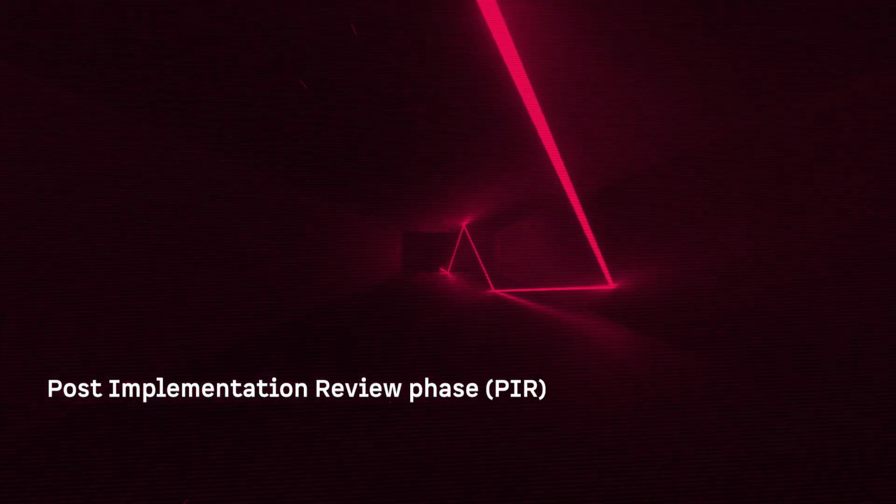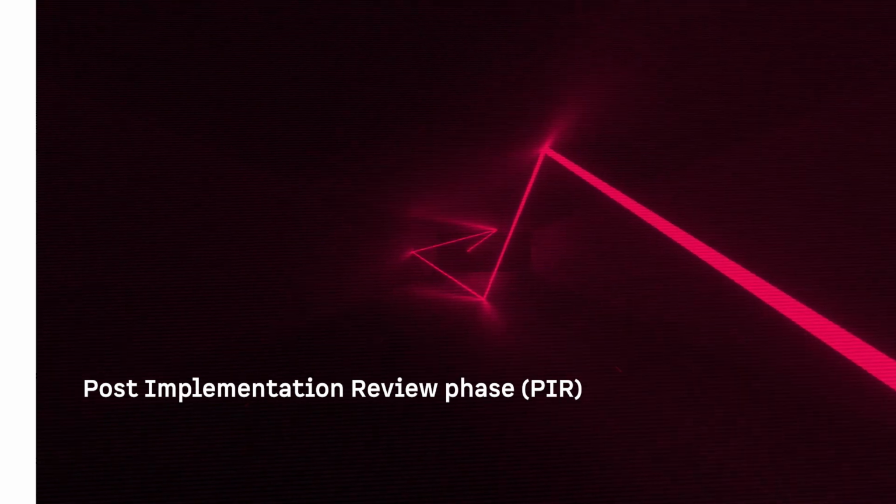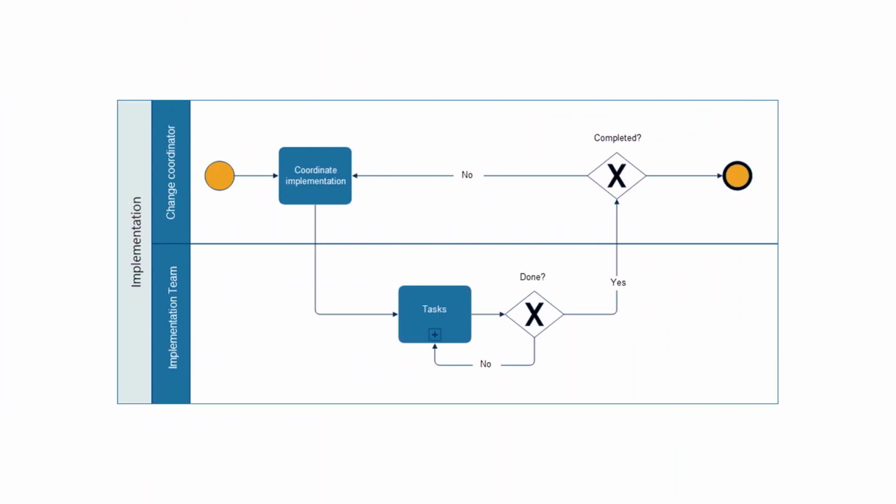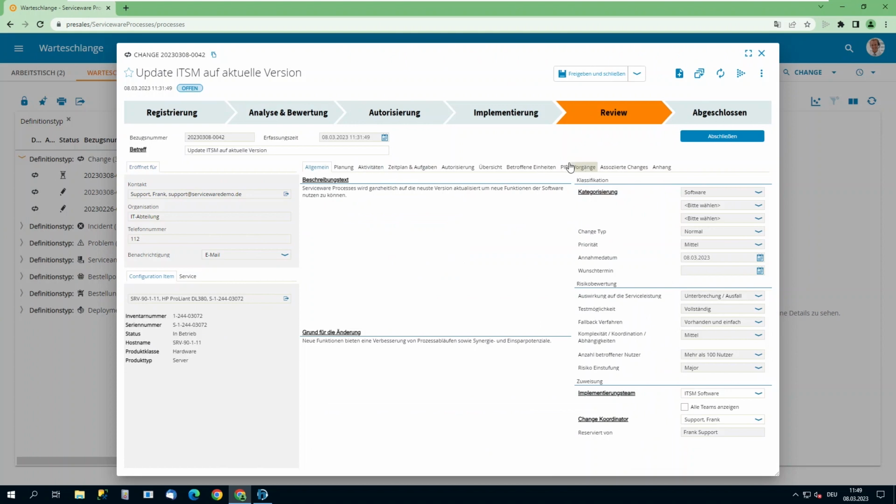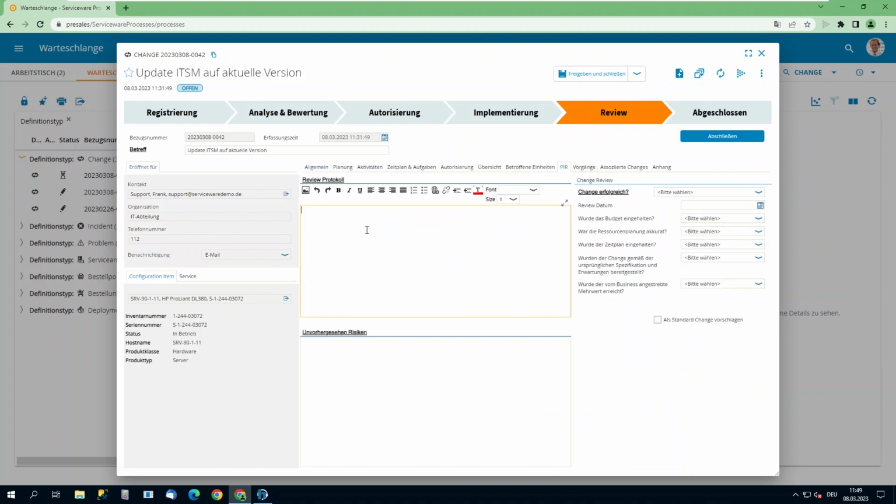If the change has not been successfully implemented, or if the change coordinator decides to carry out a post-implementation review for any other reason, the change will go through this phase. As before, the change coordinator takes on all the necessary activities to complete the required steps. In addition to convening a meeting with the people involved in the change, he also documents the results of the review. He can also assign specific tasks in this phase with the help of task management.